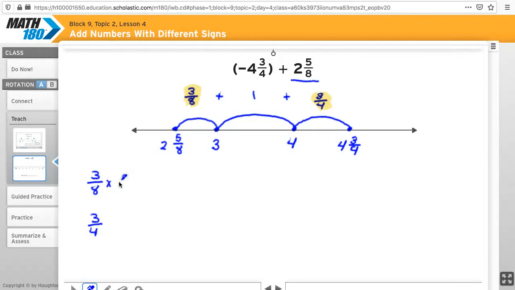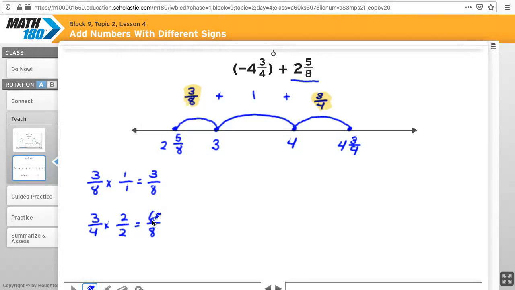So let's convert them to like denominators. So what do we have here? 8 is going to be our least common multiple. This one won't change because it's already 8. This one, it'll be 4 times 2. So then this will be 2, and then this will be 6.